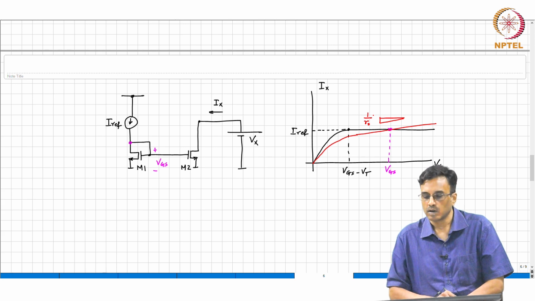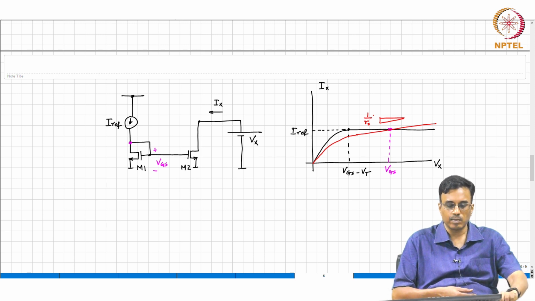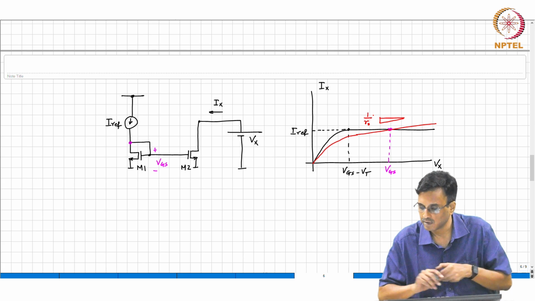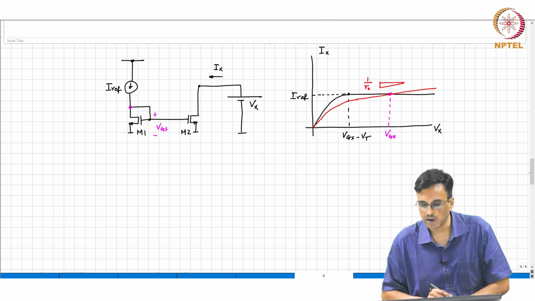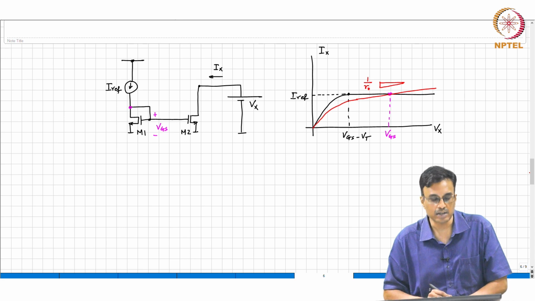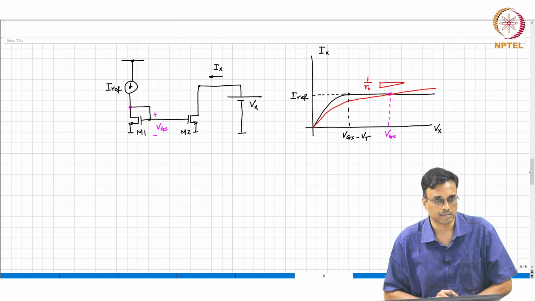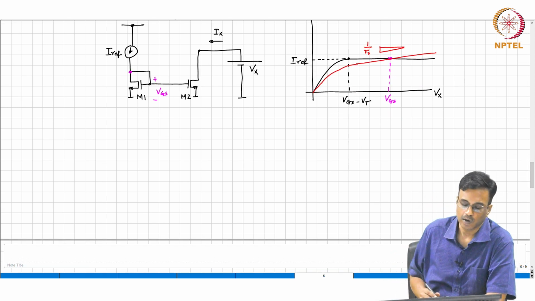Okay. All right. Anyway, we will come to this a little later. So, this is something to bear in mind. Our current mirrors are not that accurate anymore. Okay. If you want the current mirror to be accurate, you have to absolutely make sure that the drain source potentials are also matched. All right.